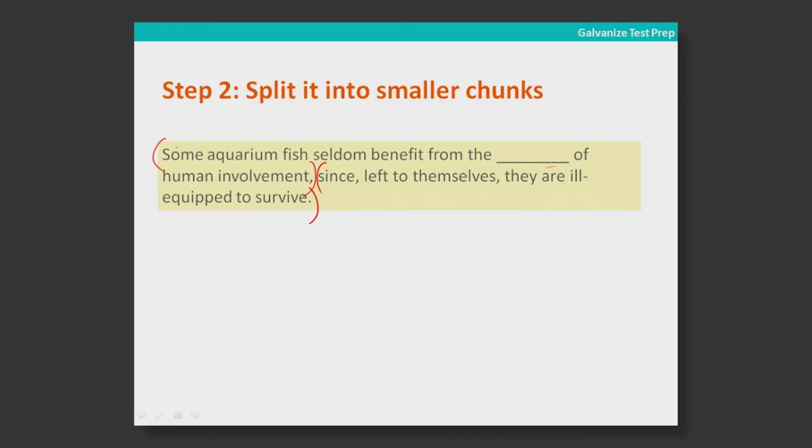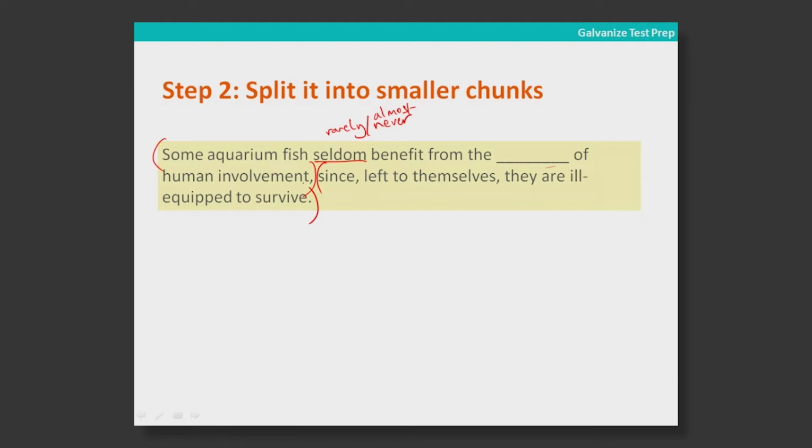We've got something going on about some aquarium fish. So this is fish. There are a bunch of fish that live in an aquarium. They seldom benefit from something regarding human involvement. So when we say seldom benefit, you have to know that it means rarely or almost never at all. So it's important that you spot words like that hint at how often something happens. So we got aquarium fish that rarely benefit from something regarding human involvement.